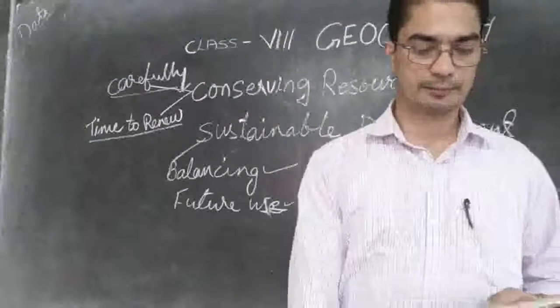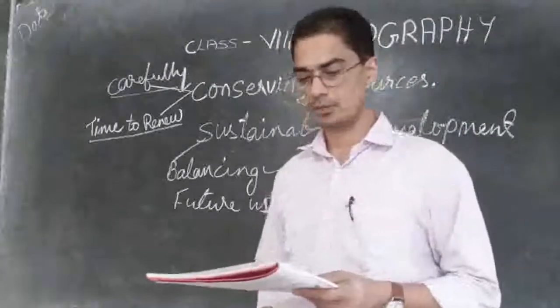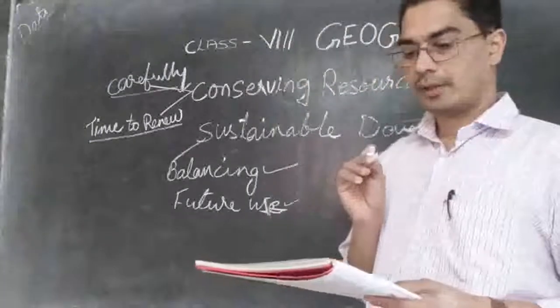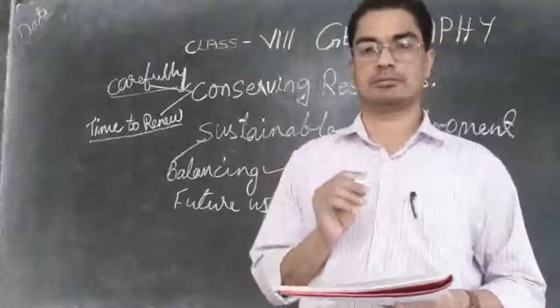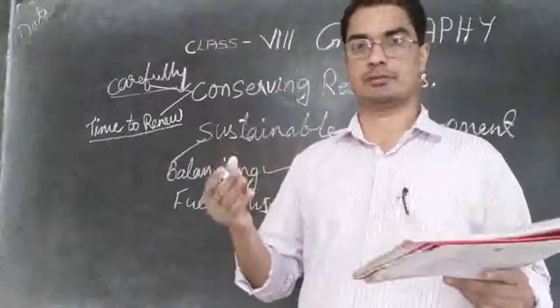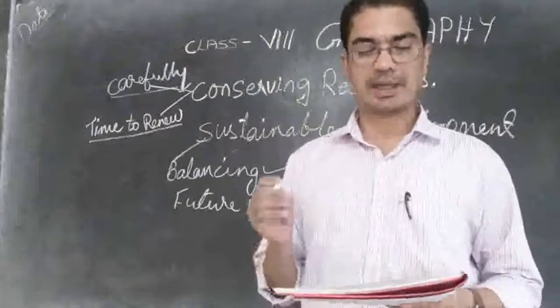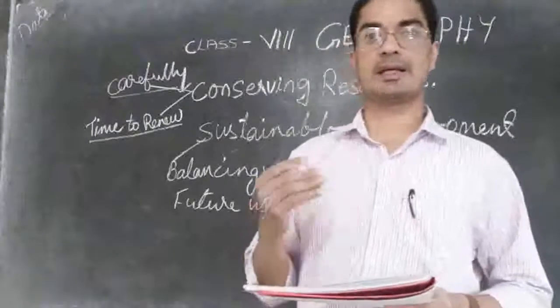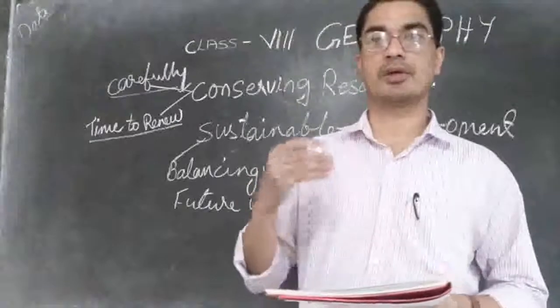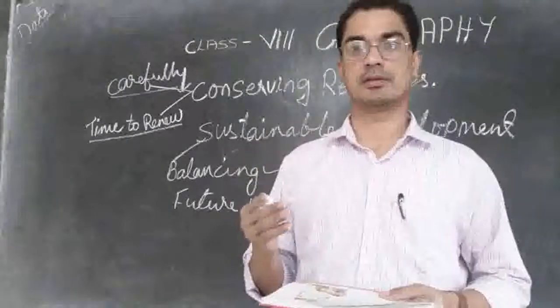Let's see what they are. We can reduce our consumption. So instead of using too much, we can reduce our consumption. Recycling, we can do recycling. Some things can be reused again, like plastic.